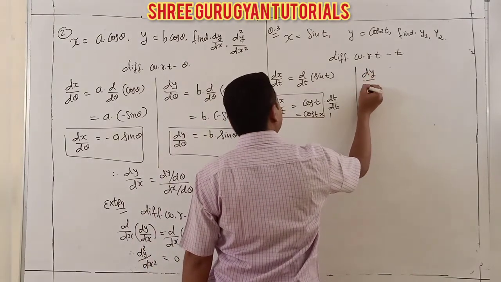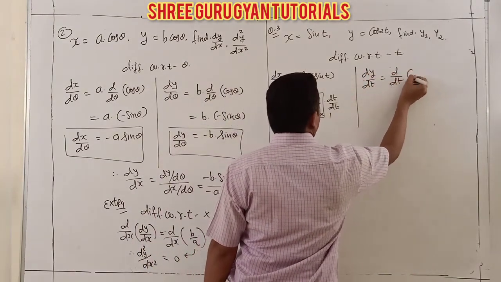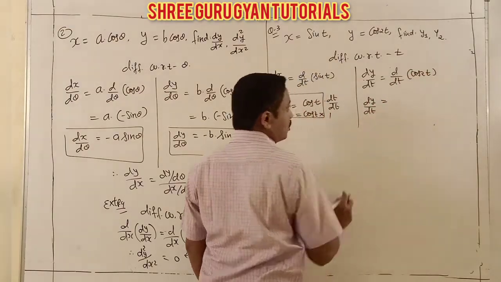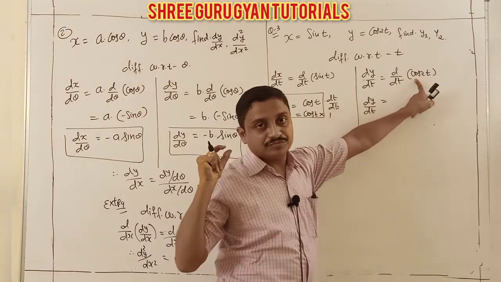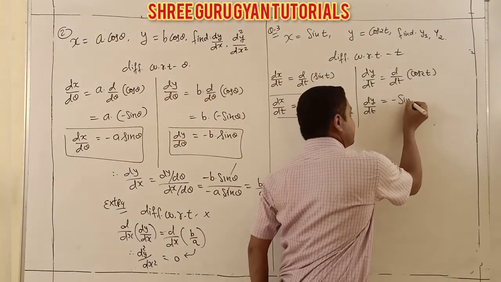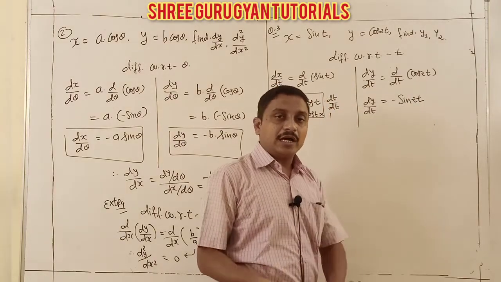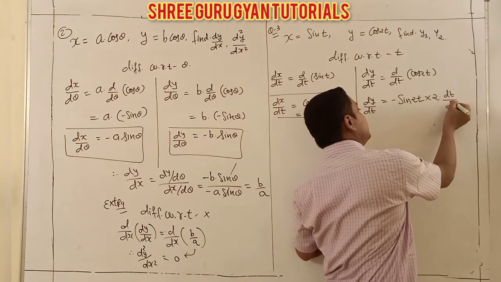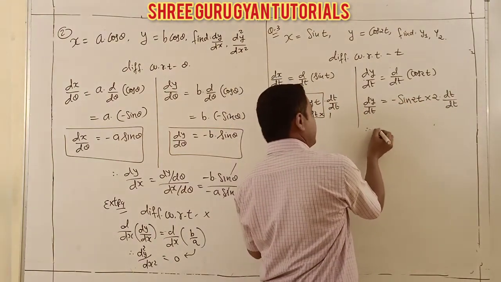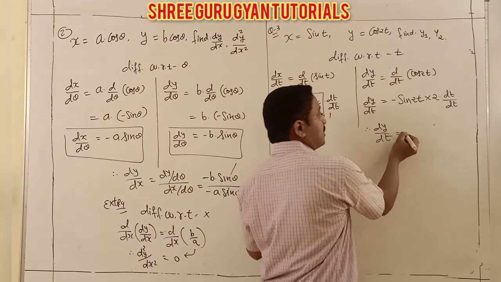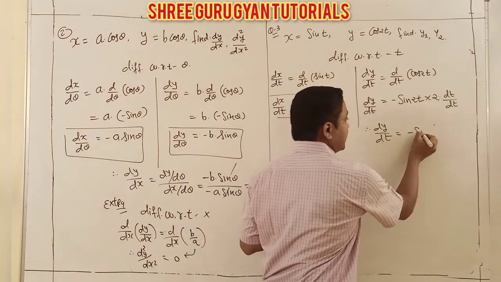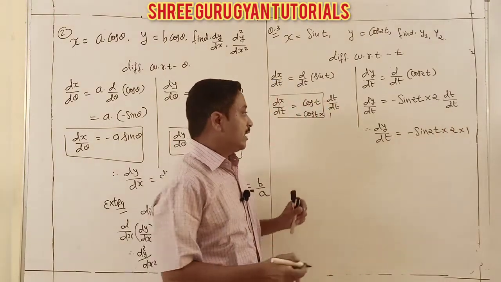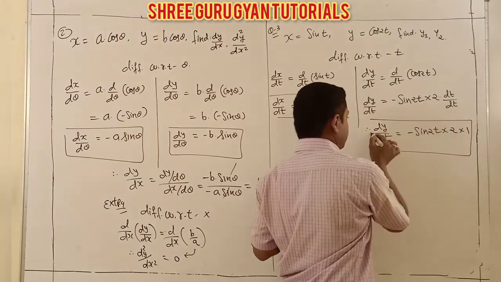Same for dy by dt, d by dt of cos 2t. Students, just think about the 2. First of all, the derivative of cos is minus sin. Now the derivative of 2t is 2, and the derivative of t with respect to t is 1. So what you get is dy by dt equals minus sin 2t into 2 into 1, and this is your dy by dt function.